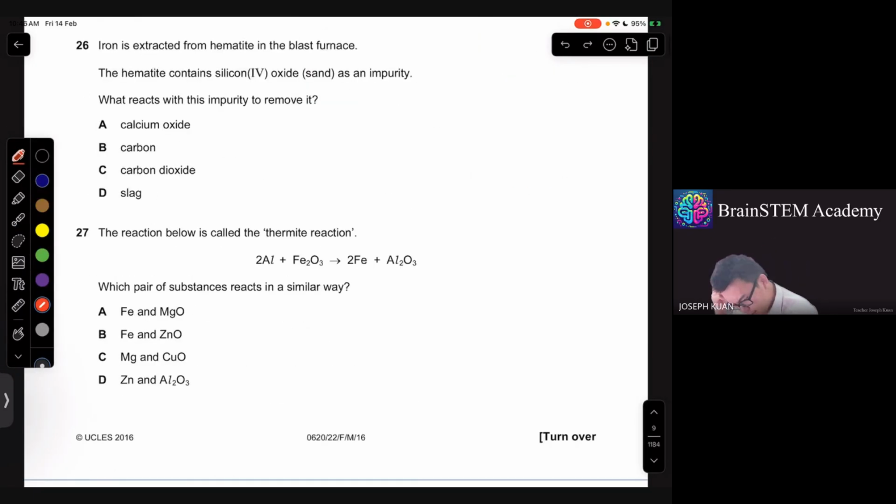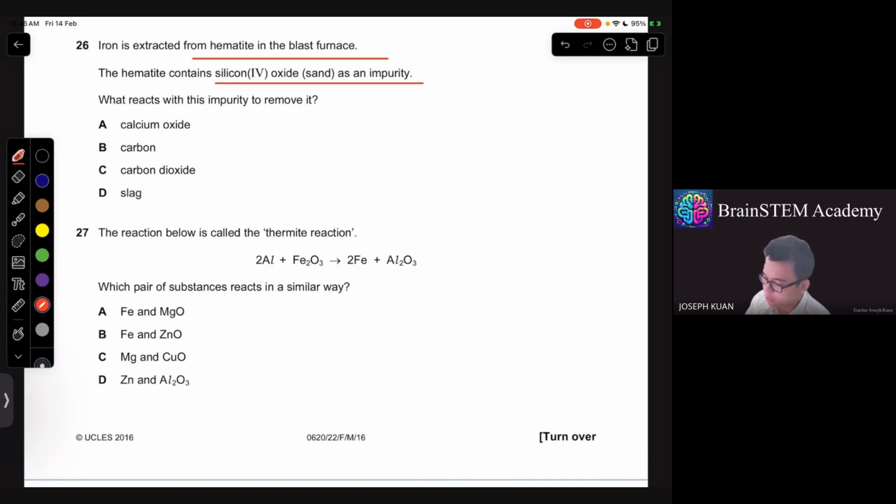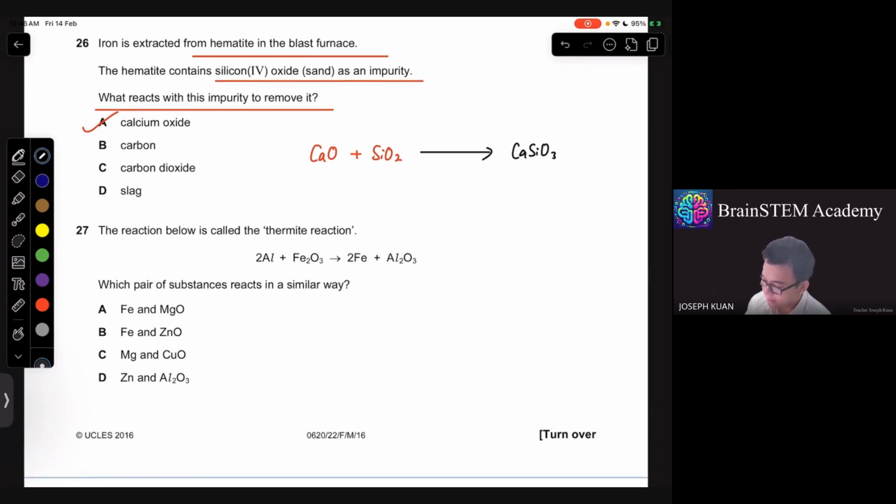Now, 26. Iron is extracted from hematite in a blast furnace. The hematite contains silicon dioxide as an impurity. What reacts with this impurity to remove it? That will be calcium oxide. Calcium oxide acts as a base and reacts with silicon dioxide, which is a non-metal oxide, and that's an acidic oxide. Together they react to form a chemical known as slag, which can be used in different industries.